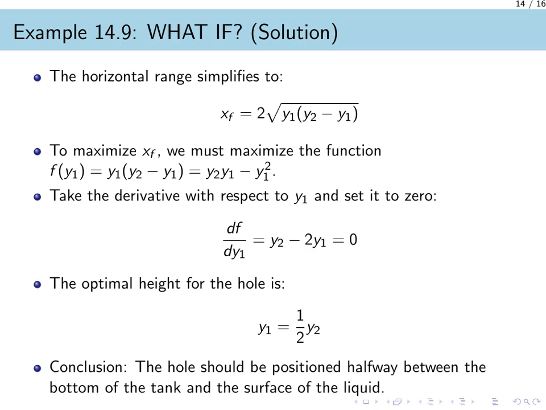This result represents a perfect balance. A lower hole gives a higher exit speed but less time in the air. A higher hole gives more time in the air but a lower exit speed. The maximum range occurs exactly in the middle. Therefore, to make the water travel the farthest, the hole should be positioned halfway between the bottom of the tank and the surface of the liquid.